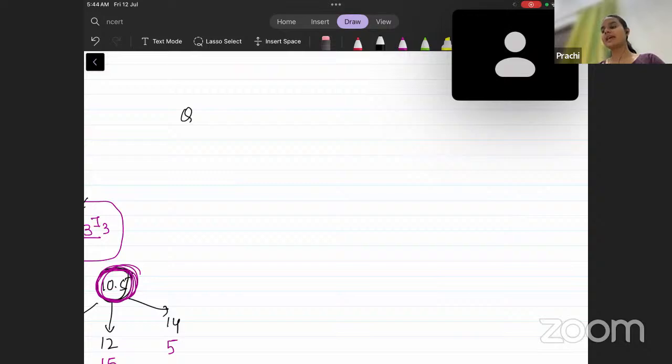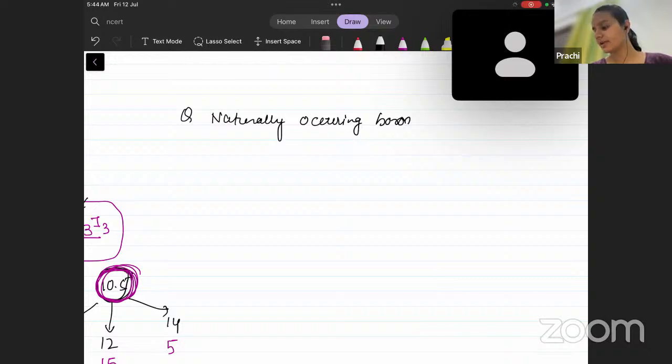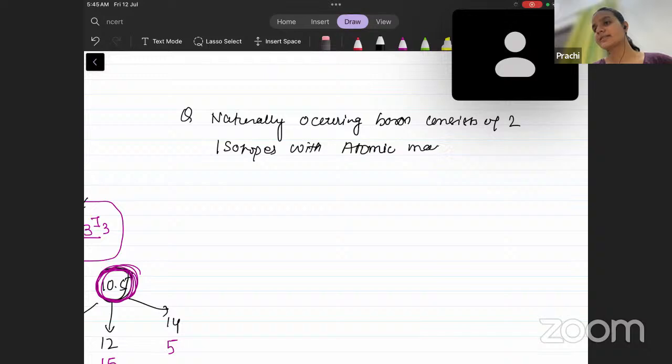So write your question, that is: naturally occurring boron consists of two isotopes with atomic masses 10.01 and 11.01. So these are the masses of the isotope.